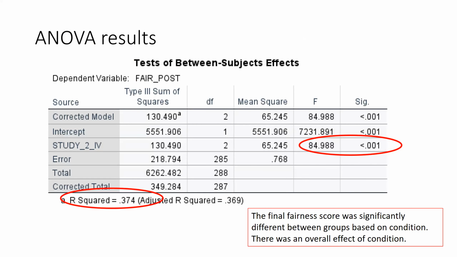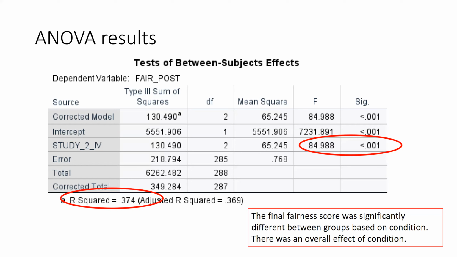I've run our data on the fairness study with fair post, as you see in these results, as the dependent variable. If you look down the column in the SPSS output at the source, our independent variable is study 2 IV, the treatment condition. This is the second study because we started with another study that only had two groups. So it is the effect of the study intervention on the post-test of fairness.